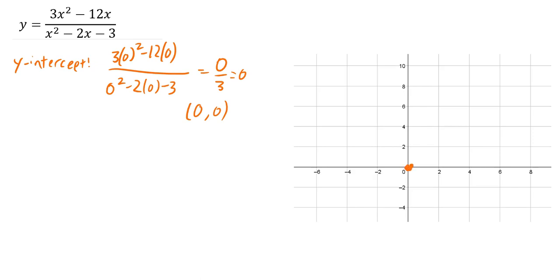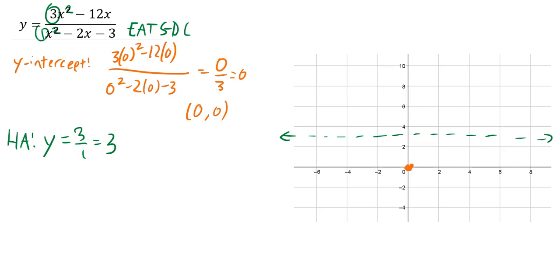Next I do horizontal asymptote. This is the exponents-are-the-same situation, since 2 and 2 are the highest powers. So I'm going to divide coefficients. My horizontal asymptote is going to be y equals 3 over 1. y equals 3.